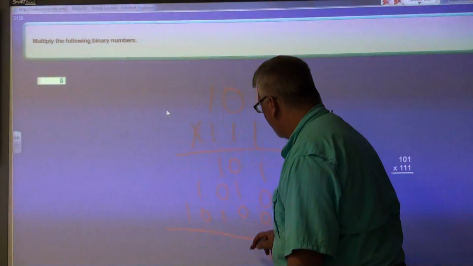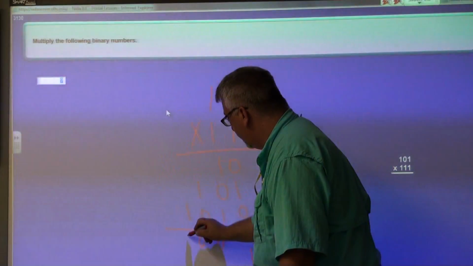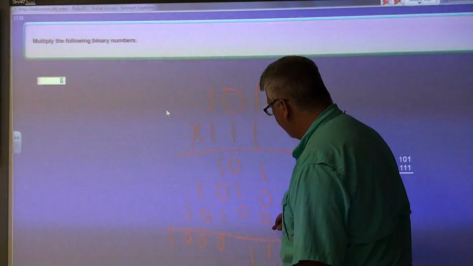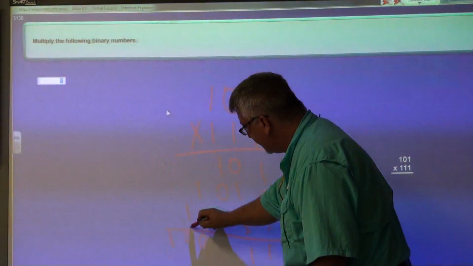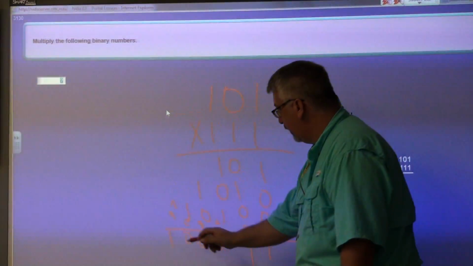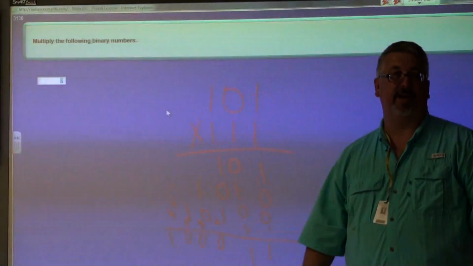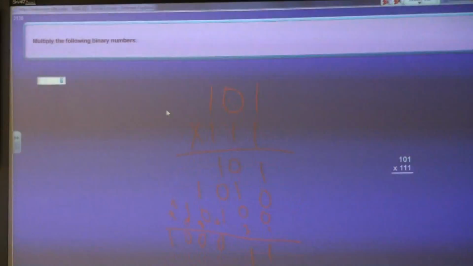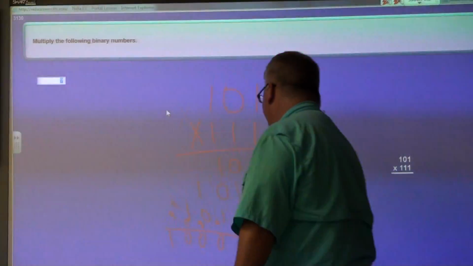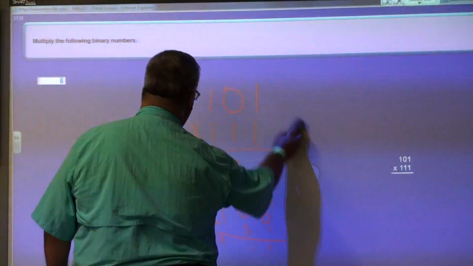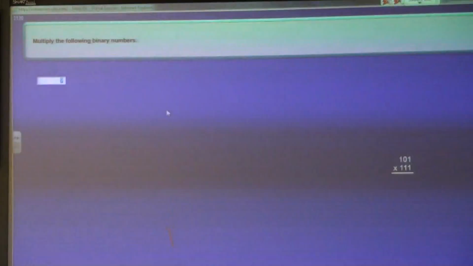1, 1. 1 and 1 is 0. 1 and 1 is 0. 1 and 1 is 0. And then 1. So this is 1, 2, 4, 8, 16, 32. 32 plus 3 is 35, and we said 7 times 5 is 35. So math works the same. Multiplication math, anyway. So it's 1, 3 zeros, and then 1, 1. And we could have done it either way, right?